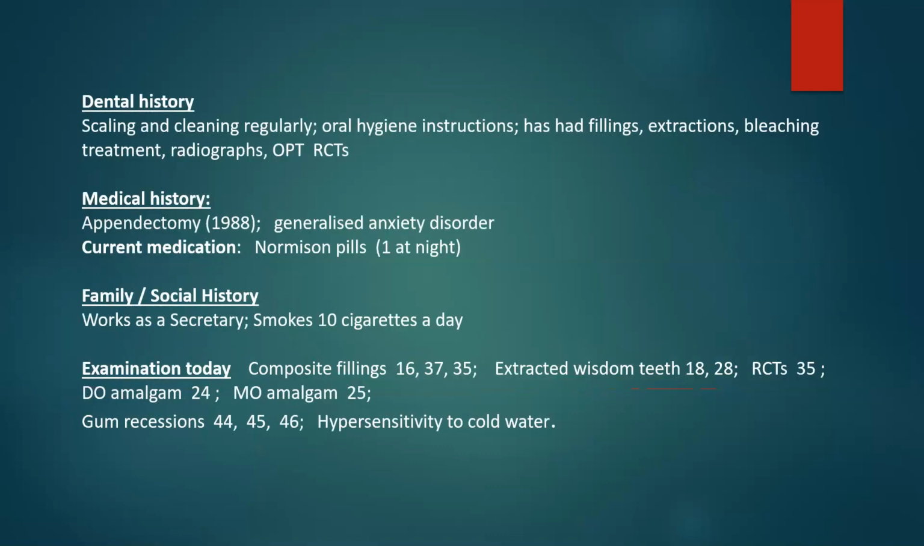So dental history, she's had scaling and cleaning and oral hygiene and fillings and extractions and bleaching and radiographs and all of this, right? Her medical history, she's actually had an appendix operation. Is that important? Don't think so. I would not include it. I would include this though. She's got a bit of an anxiety disorder and she currently takes Normison pills, one every night. I think the endodontist should know that. Endodontist or a periodontist. Anyway, we'll get to that.